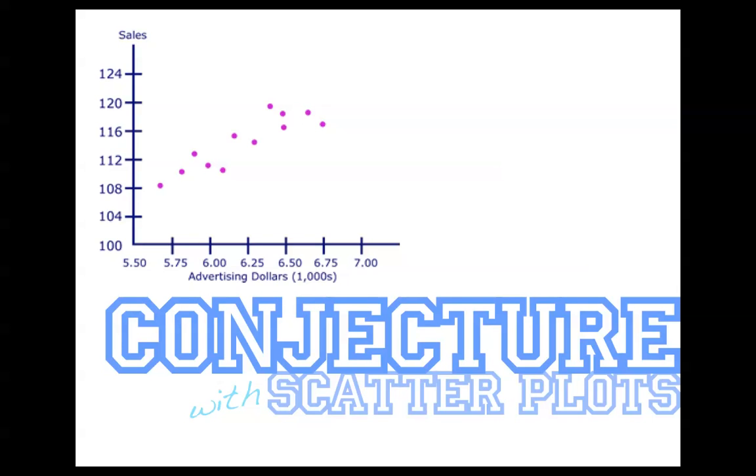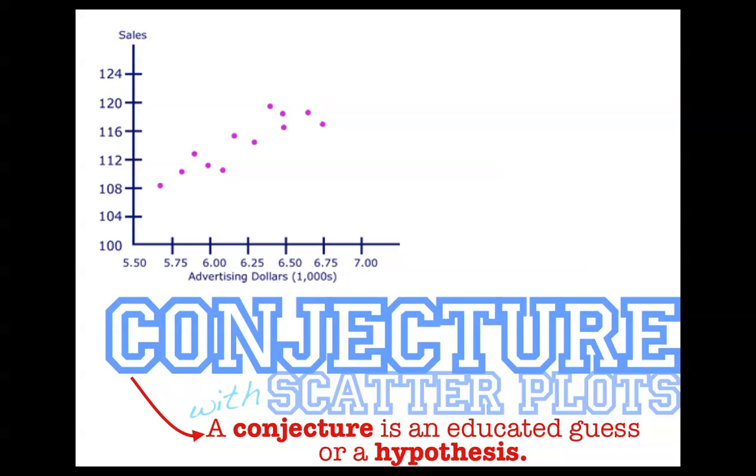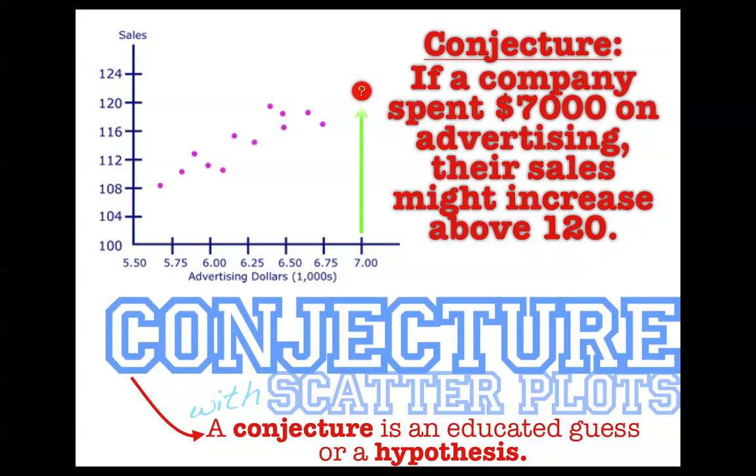Conjecture is a fun word to say, but what does it mean? Well, a conjecture is just an educated guess or a hypothesis. So if you look at this scatter plot and you see where the dots are, could we make some kind of an educated guess or a hypothesis? Yeah, what we could do is something like this. We could make an educated guess that if a company maybe spent $7,000 on advertising, they might have sales of about 120 or more. And how did we come to that conjecture?